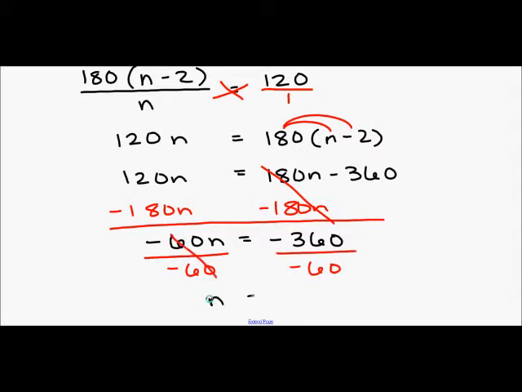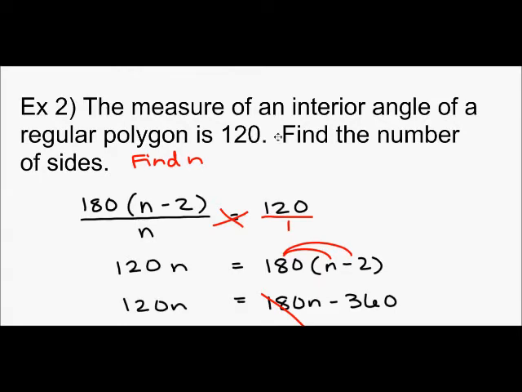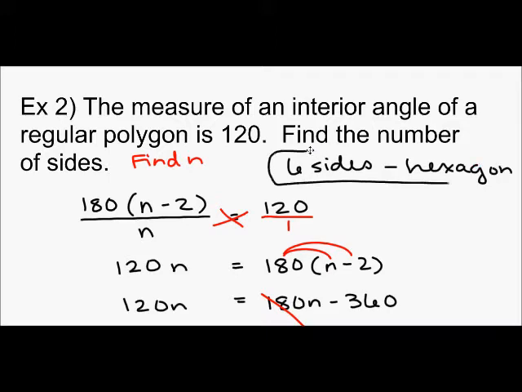And you see n equals 6. So that tells me that I have 6 sides. This is a hexagon. That would be my answer.